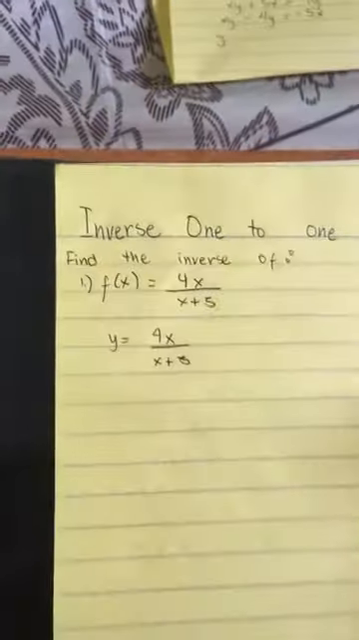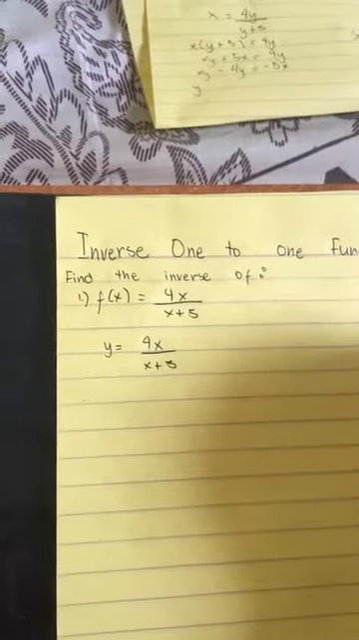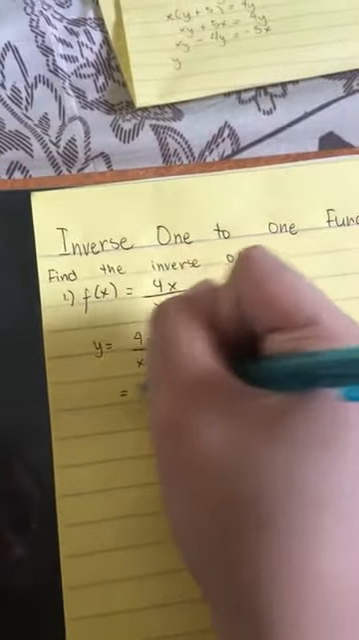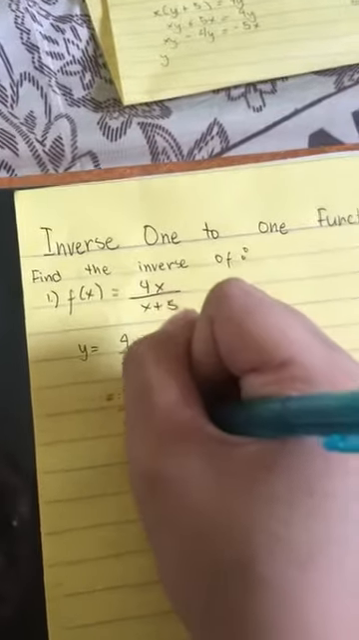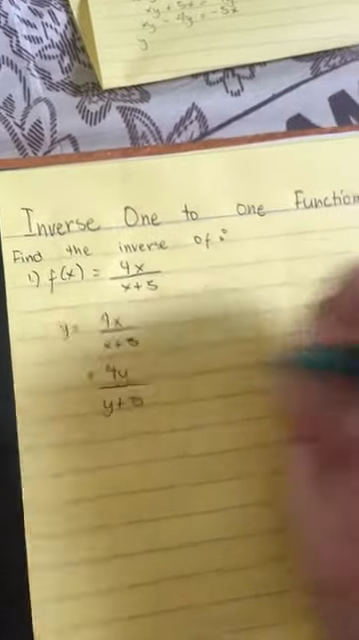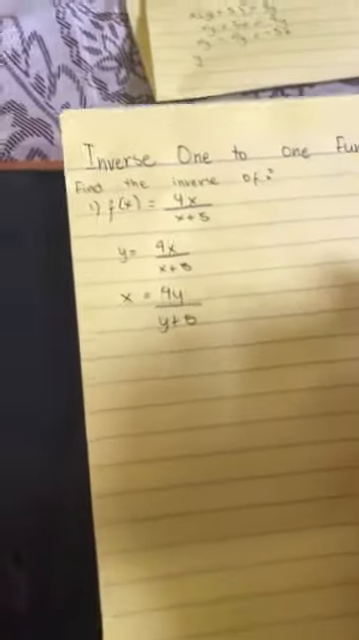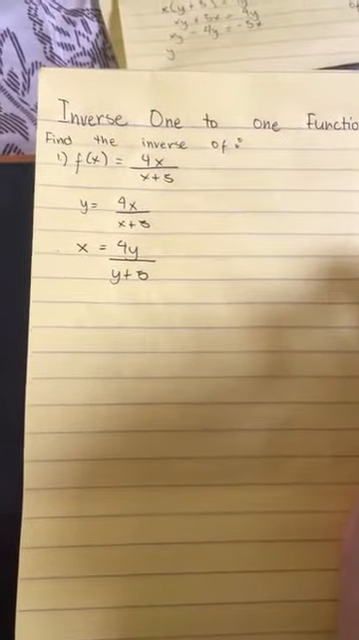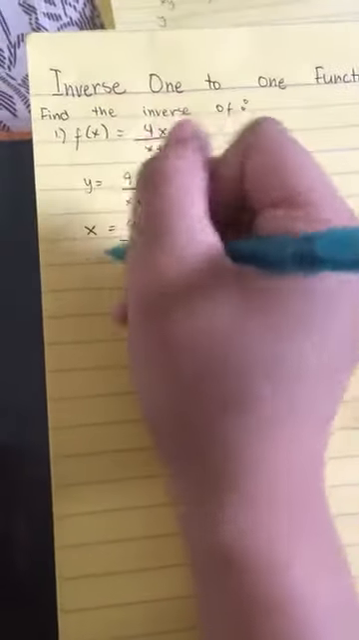After we replace f of x with y, we are going to interchange x and y. So 4x will become 4y over y plus 5. Then we're going to put the x on this side. After we interchange, we're now going to solve for y in terms of x.